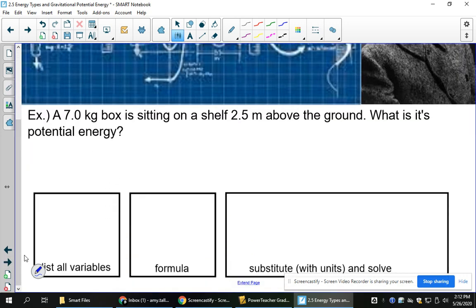Now let's do some examples with that formula for potential energy. So we have a 7-kilogram box, 2 sig digs, sitting on a shelf 2.5 meters above the ground. What is its potential energy? Let me list my variables. Kilograms. When you see that, you should know what that stands for. That stands for mass. 2.5 meters. Meters is your height.